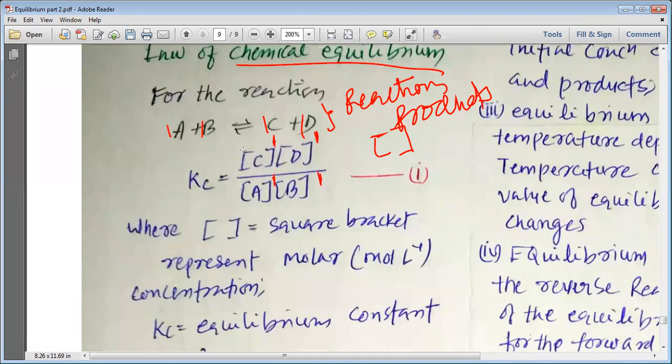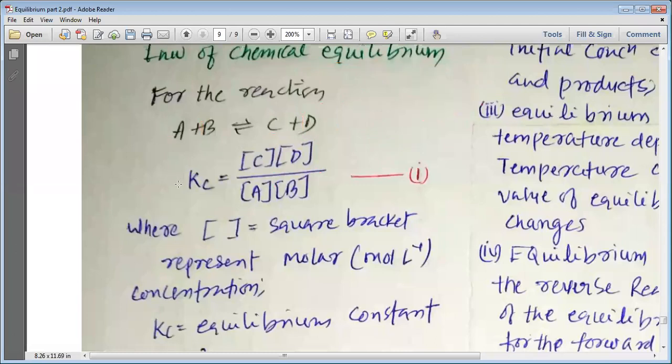So now what is this? If I forget about this part, what is this? This is the product of the concentration of reaction products raised to the power equal to their stoichiometric coefficient, divided by the product of the concentration of reactants raised to their respective stoichiometric coefficient, that is, one. This ratio has a constant value. To represent the constant value, we put K here. So this ratio is always constant. This is your law of equilibrium.